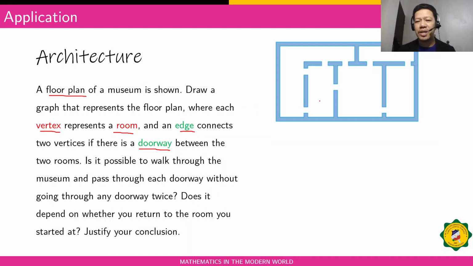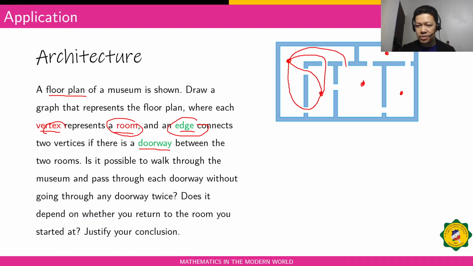So the first thing to do is to convert this floor plan into a graph. It says here that a room becomes the vertex. So how many rooms are there in this floor plan? We have 1, 2, 3, 4, 5. These rooms are actually the vertices. So I will put points here, and the doorway will become the edge. For every doorway, there will be lines connecting the vertices. So we have here a line that connects these 2 points, and there's another line that connects both points but with a different doorway. And then we also have it here, and it is also connected to the other point here.